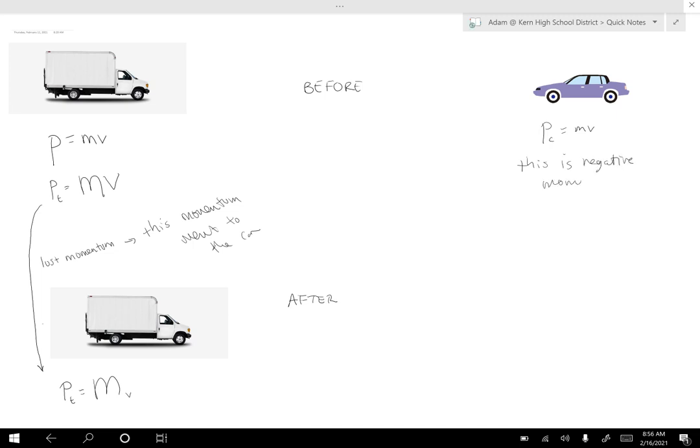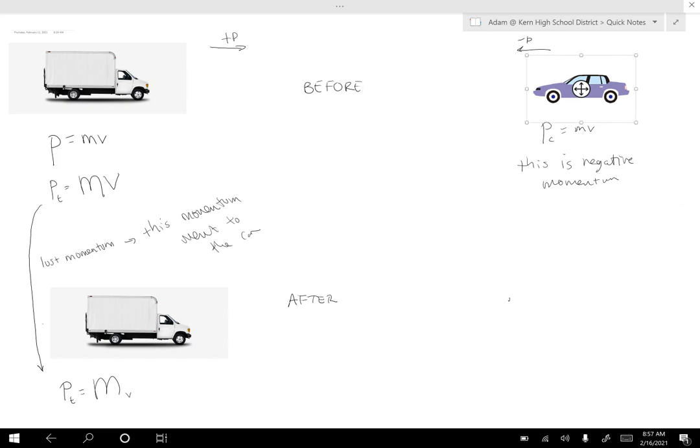And the reason that it's negative momentum is because it's going to the left, right? That would be positive momentum. That would be negative momentum. So if the car had just stopped, then the way that you guys talked about it as it losing momentum is kind of correct.